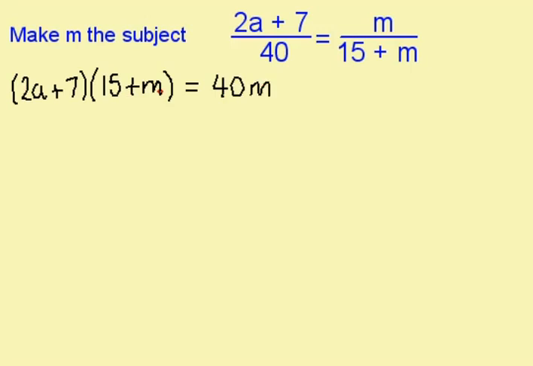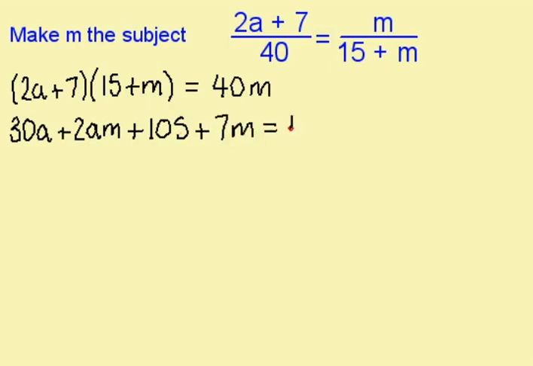I'm now going to multiply out these brackets. So I have 2a multiplied by 15, 30a, 2a times m, 2am, 7 times 15, 105, and 7 times m, 7m. This is equal to 40m.